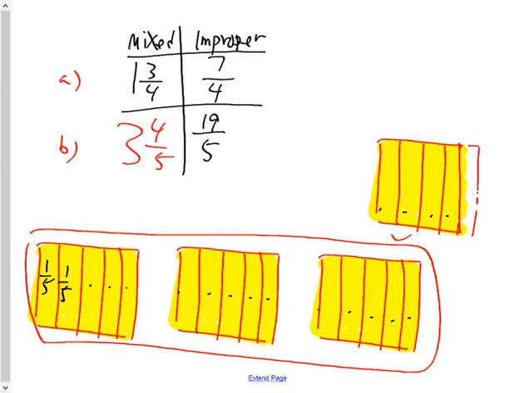How did your teacher teach you how to do it without actually drawing it and thinking of it that way? What was the algorithm? You would say, how many 5s in 19 without going over? 3. And 3 times 5 is 15. How many more to get to 19? 4. That's your numerator. Okay. So that was the process for changing mixed and improper fractions to each other.